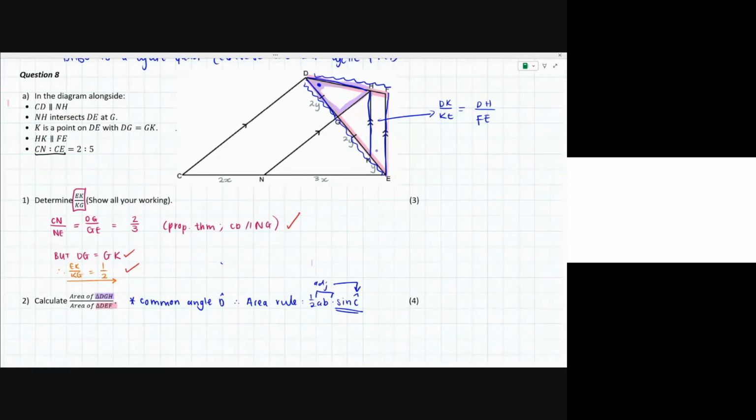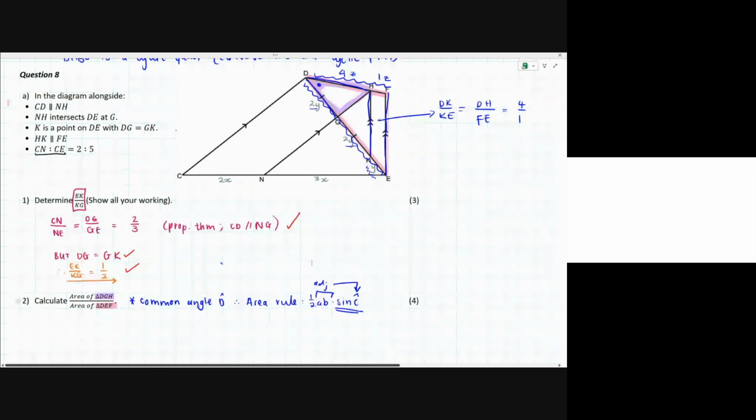And now we can make our statement of what's happening. So DK, all the way over here, is equal to the 4 parts, 2y and 2y. KE is this little segment down here, and that's 1 part. So 4 over 1. So this is 4 parts. This is 1 part. I'm now using z's because, again, they're not the same length. They're just in proportion with each other. And now I can go and work with my area rule.